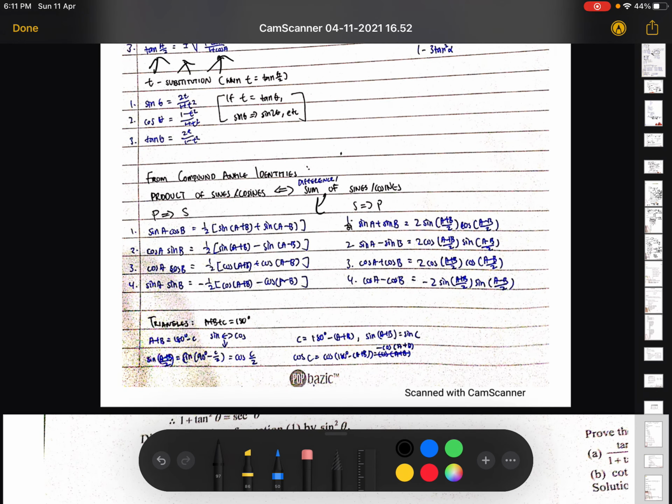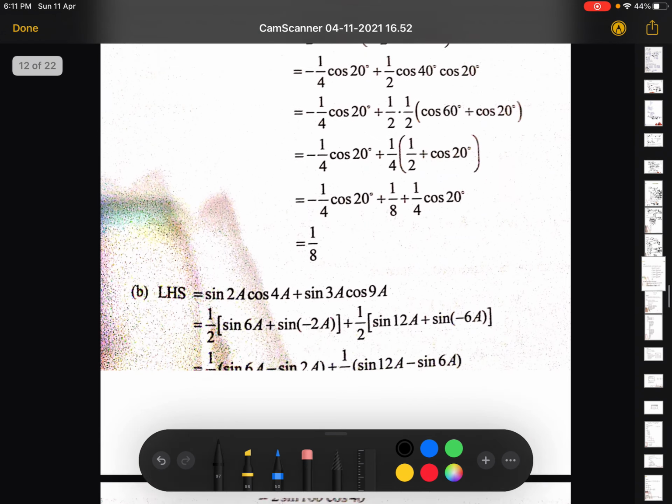So sine A cos B equals 1 over 2 times sine A plus B plus sine A minus B. And then for sine A sine B, you have to put a negative sign at the front. Again, I'm not going to do the proving. I'm just going to walk through how to do the questions.